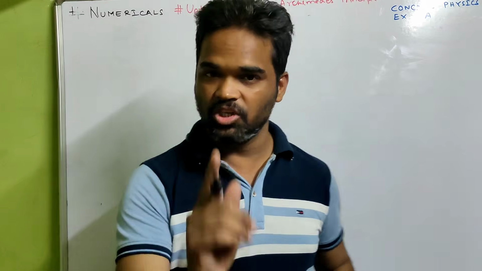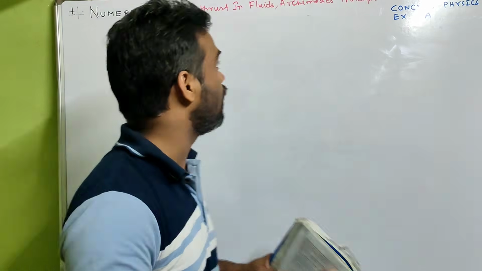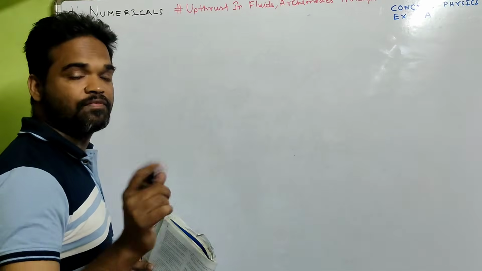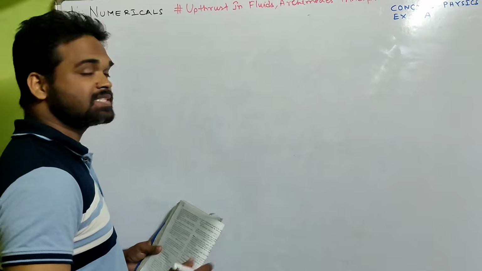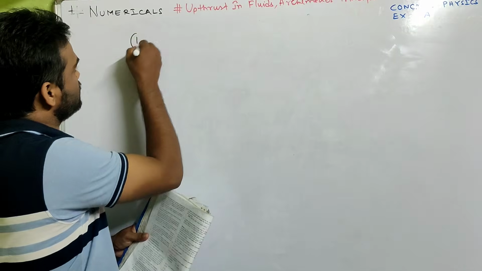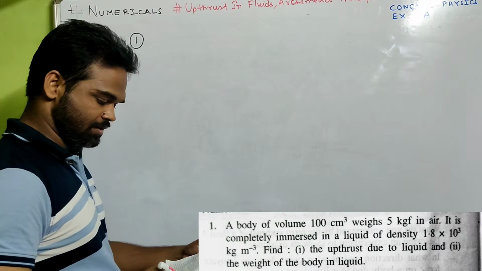Hi kids, in this video we'll solve numericals from Upthrust in Fluids, Archimedes principle and flotation from physics. This is from Concise Physics exercise 5A, class 9. I've already explained the chapter. You can click on the I button and get the link.